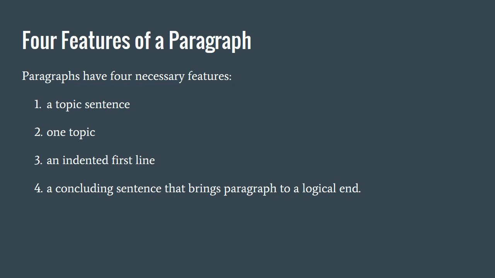Okay, so the fourth thing that a paragraph must have is a concluding sentence. And this sentence needs to close the paragraph very nicely and eloquently so that your reader has something to leave with instead of a whole bunch of ideas. It kind of just wraps it up in a logical ending.